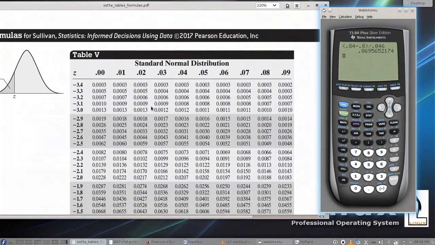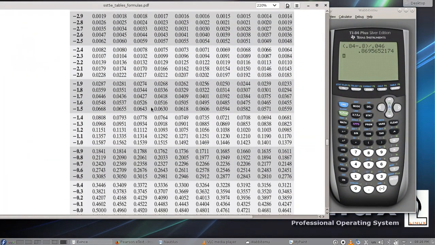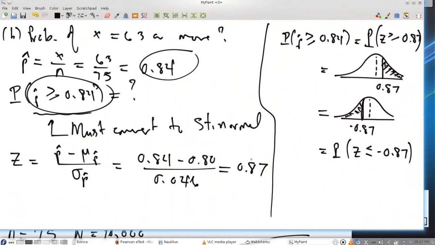Okay, so 0.87 right here. I believe the last column here is 0.9. This is 0.09, this is 0.08, and this is 0.07. So basically, it's the third column from the right, and now it's a negative 0.87. Right where my arrow is pointing at is 0.1922. That is the answer.